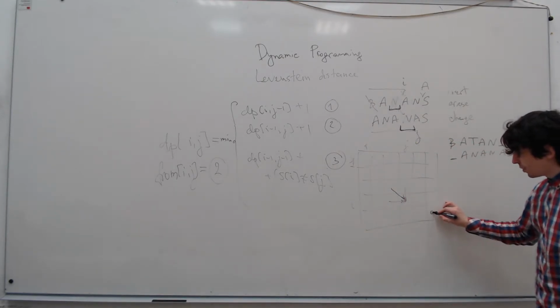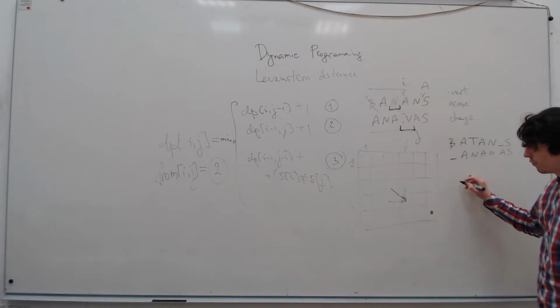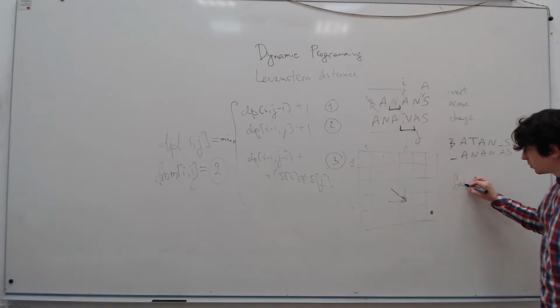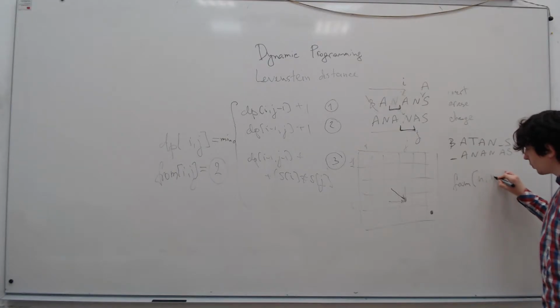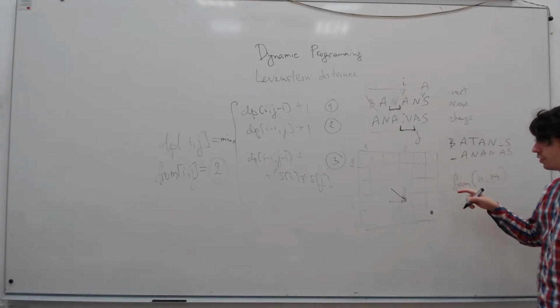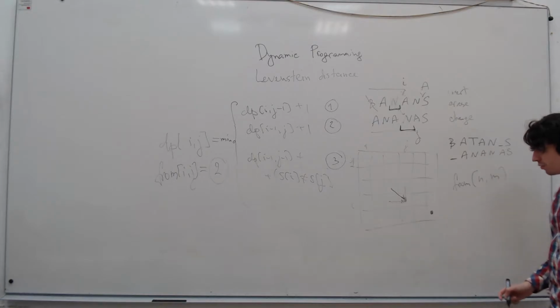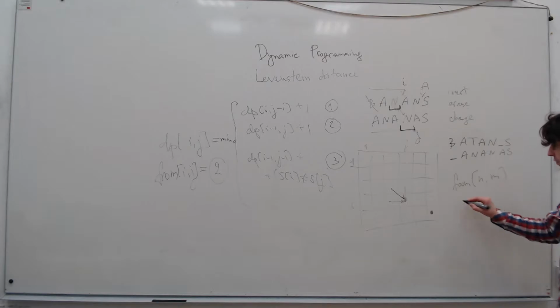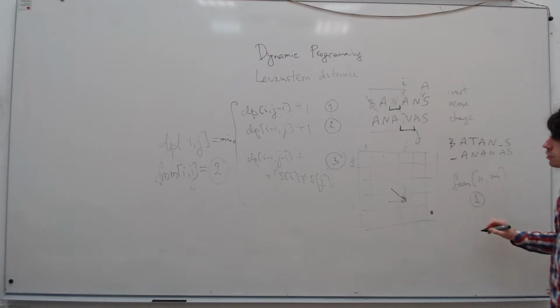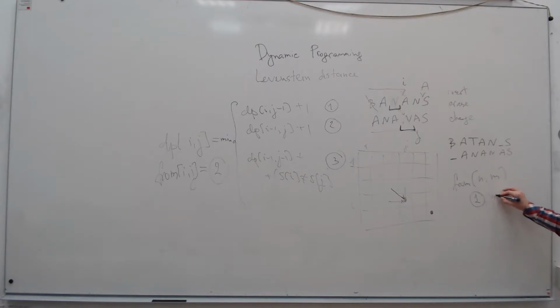So you come from nm, where n is the length of the first string and m is the length of the second string. And then you just simply check if it is from nm. If it is from 1, then we should insert a character. If we come from 2, then we should remove a character.